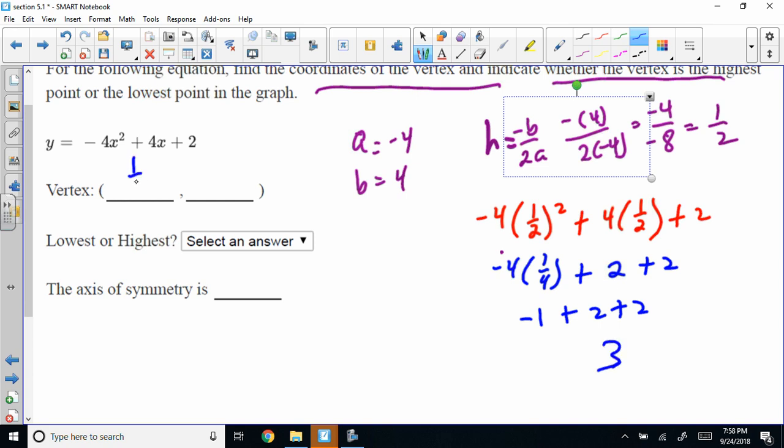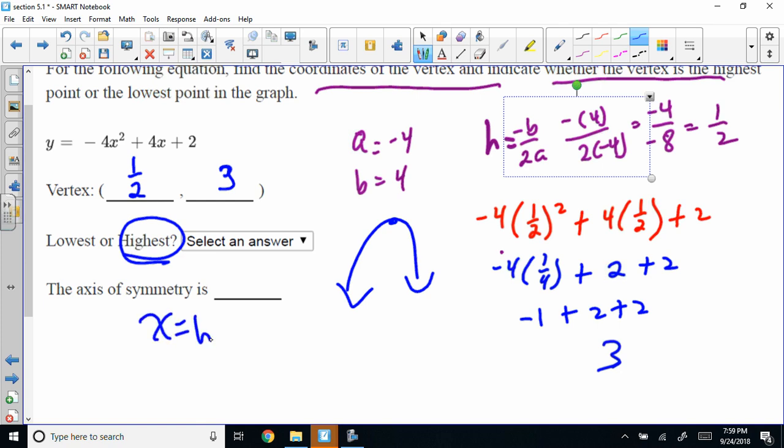So I got 1/2 and 3. Do y'all agree? Yeah? Sweet. All right. Is it the highest or lowest point? Why are you saying highest? Because the coefficient of the quadratic term is negative, so therefore it's opening down. So that would mean this is the way it looks, so that would be a highest. And the axis of symmetry is x equals h. So x equals what? 1/2.